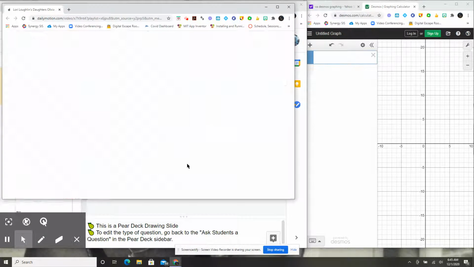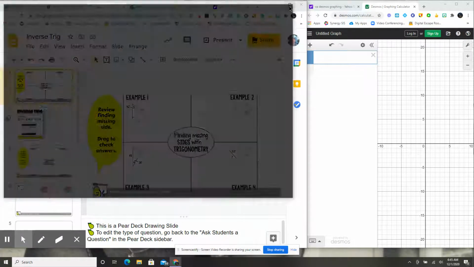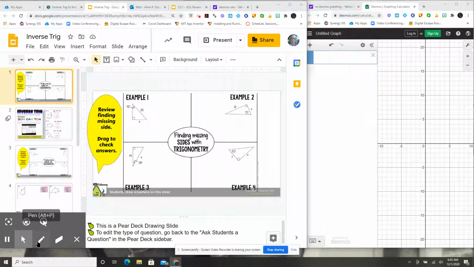We're going to review trig from yesterday and then go on to inverse trig. So you're going to want to take notes as we go along. You do have a pair deck. So if you're in the pair deck, you can take these notes and have two screens going on, or you can take notes on paper. It doesn't matter to me how you do it. But I did want to review some trig first.